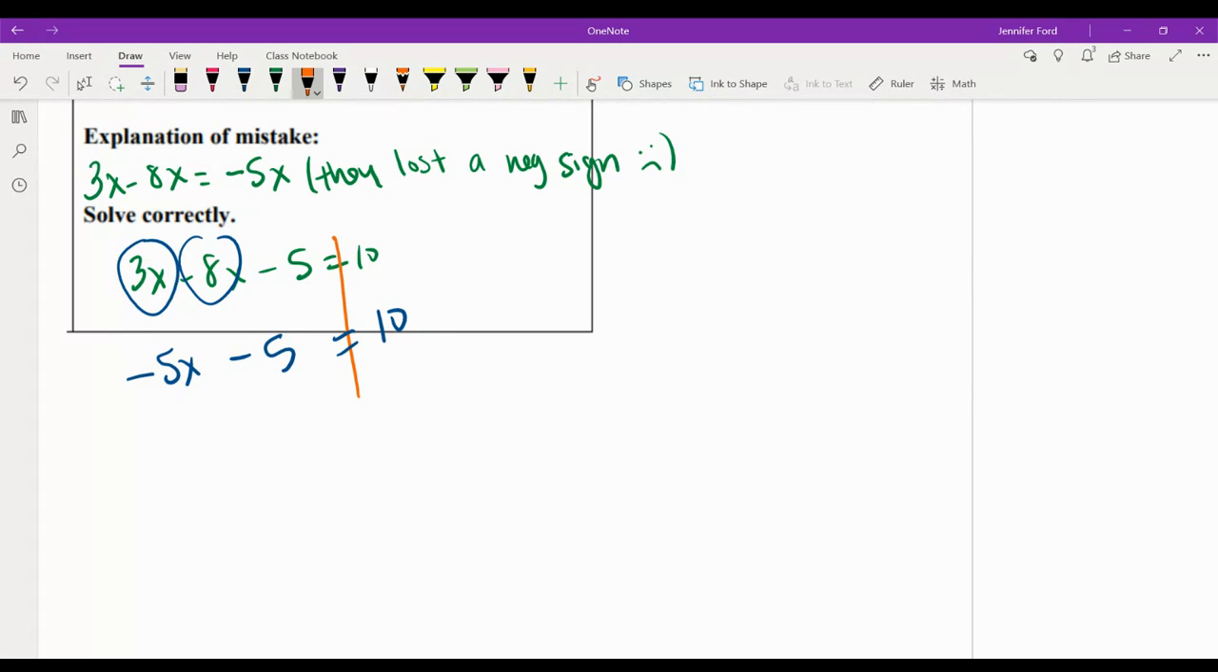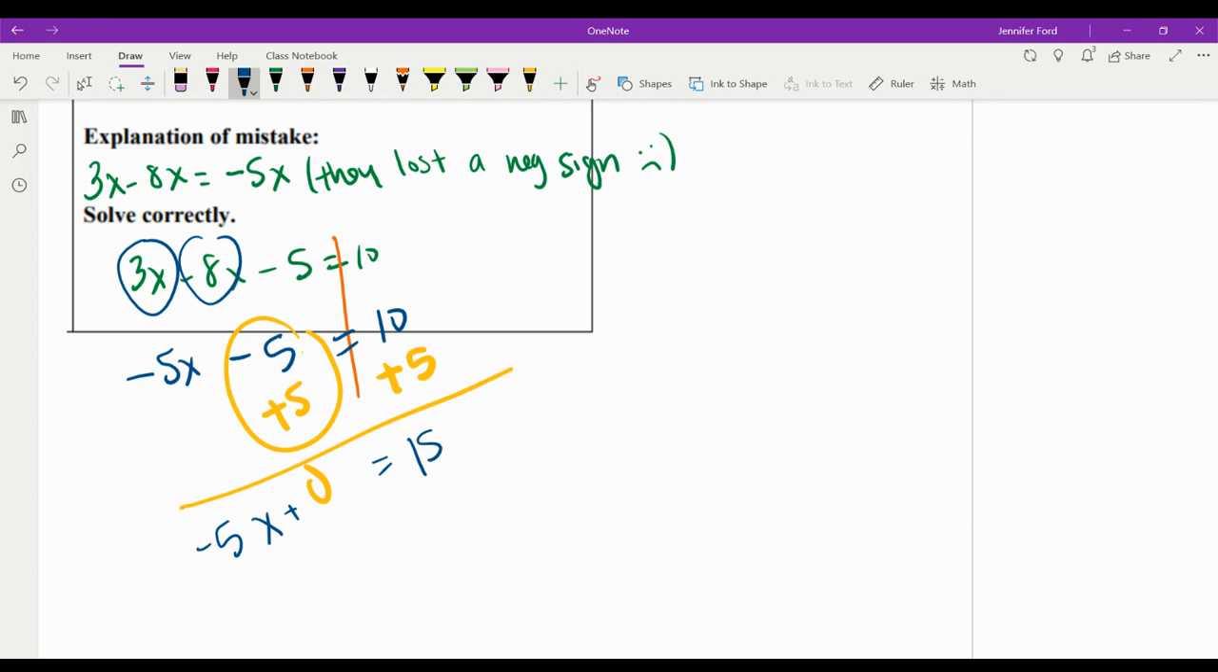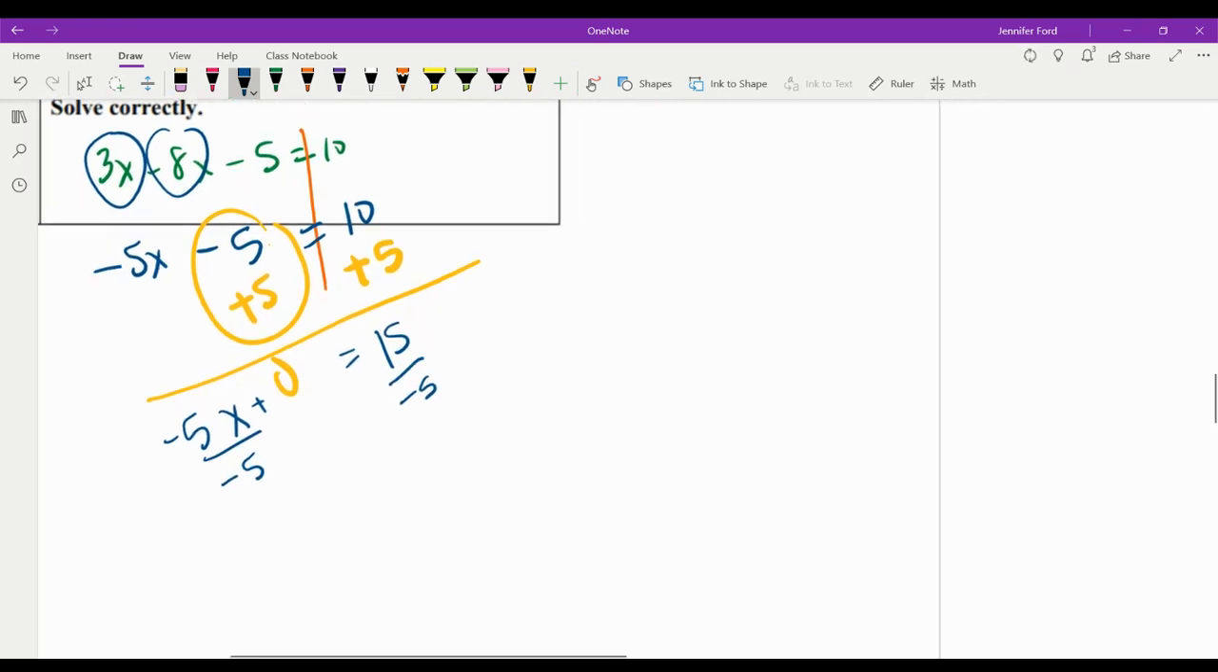Remember, I want this to go to 0. The way I get from negative 5 to 0 is I add 5. If you add it to the left, you have to add it to the right-hand side. So I'm going to get negative 5x plus 0 equals 15. Divide both sides by negative 5. X equals negative 2. Right.